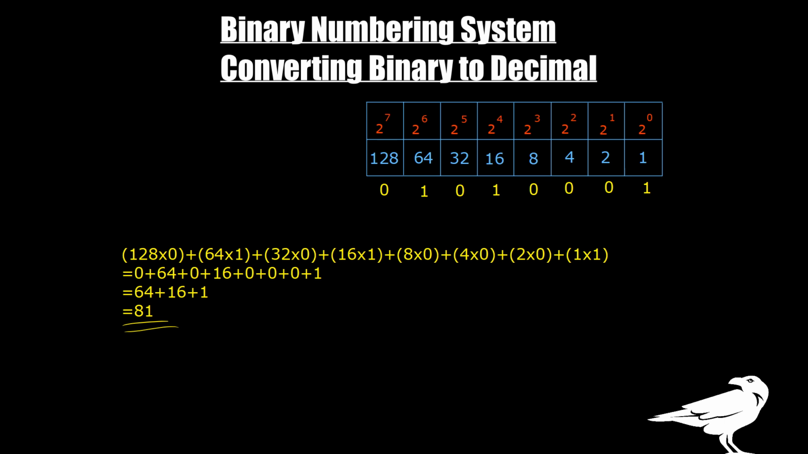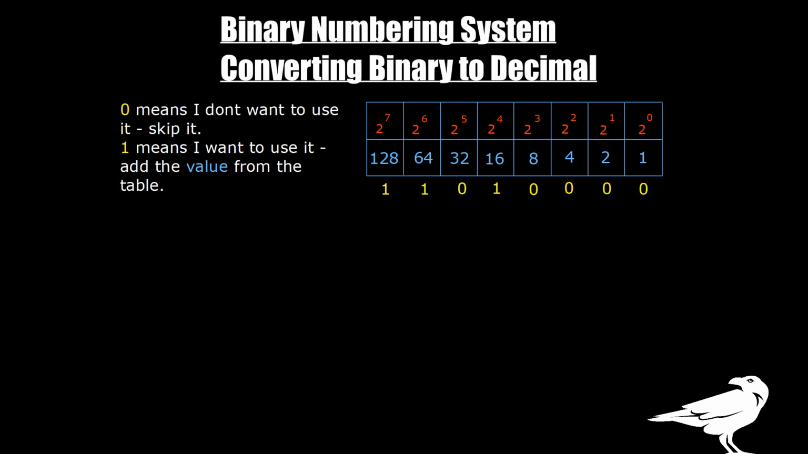Cool. Now, I tend to do it in a different method. A 1 means I want to use the value of the column, and a 0 means I don't want to use the value of the column. It's that easy. So what I normally do is say, okay, there's a 1 under the 128 column, which means I want to use it, so I write 128 down. Then I've got a 1 under the 64 column, which means I want to use it, and I'm going to add those two numbers together right away. By the way, this is a different binary number, before somebody points out, wait, what?